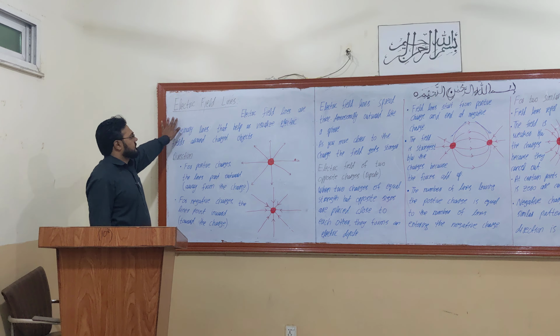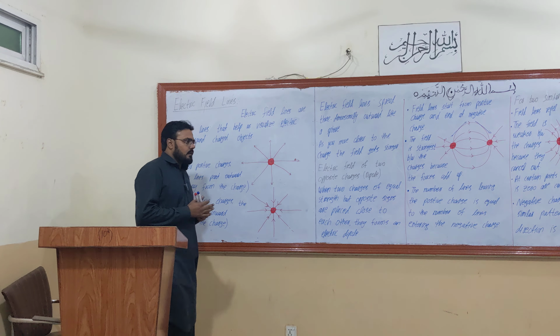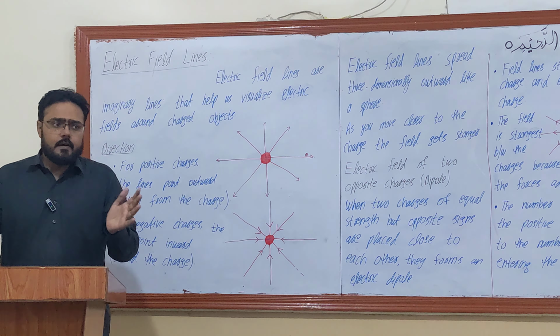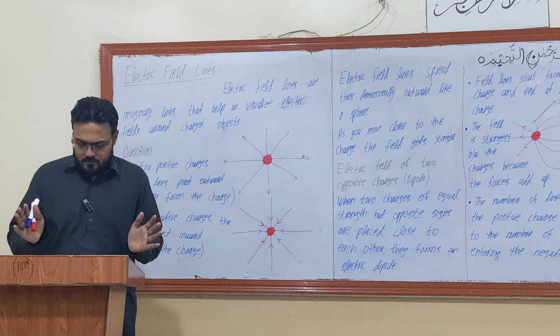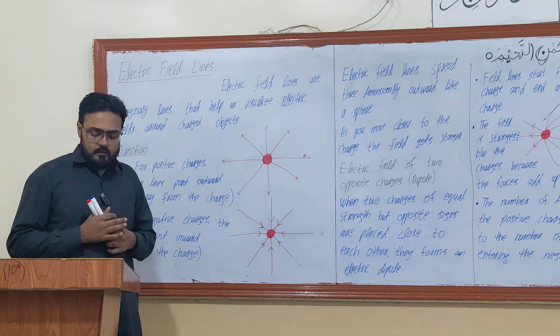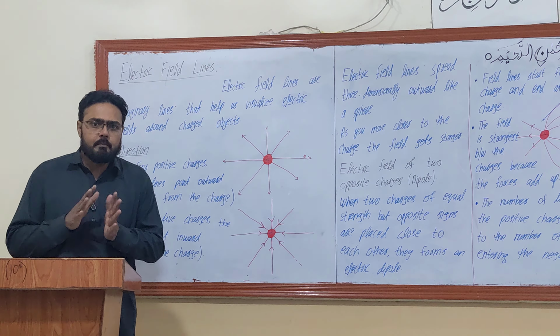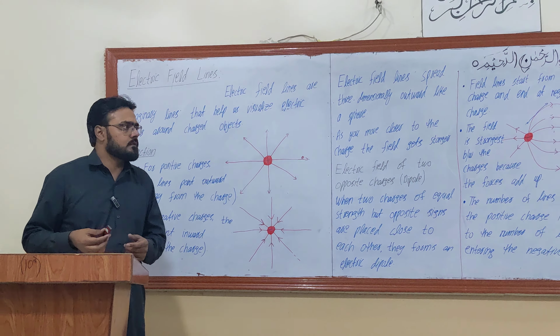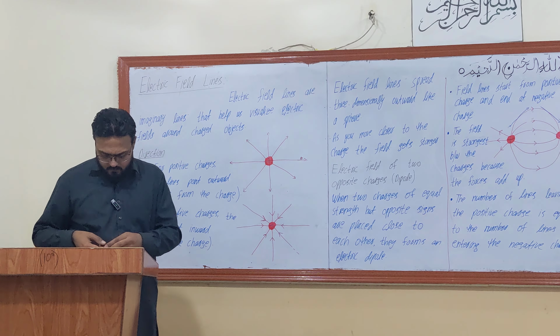Electric field lines. Electric field lines are imaginary lines. In reality, this line doesn't exist. Only we can imagine electric field lines, magnetic field lines, and gravitational field lines. They all are imaginary lines.